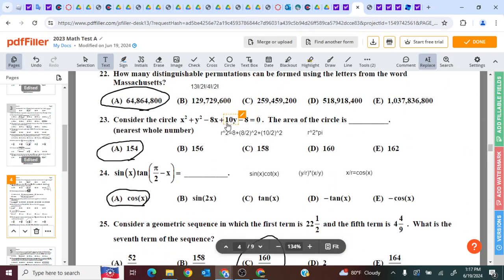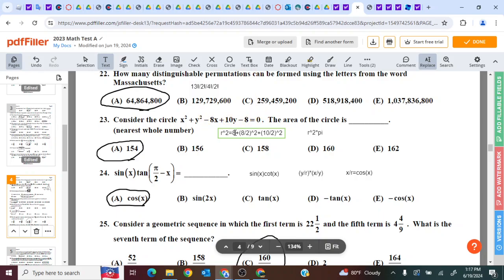Okay, consider this circle. The area of this circle is, well, in this case, the x squared minus 8x can be simplified to x minus 4 all squared. And if you do that, you have to add 16 to this side of the equation because 4 squared is 16. So if you do that, then that means you add 16 to this 8 that's also coming over, and then you do the same thing for y, add 25.